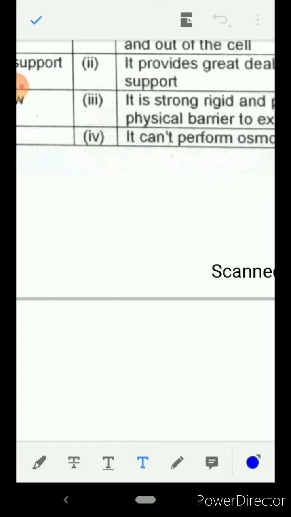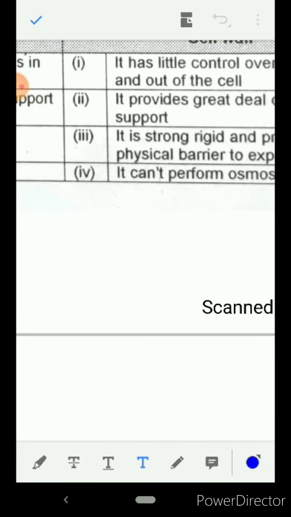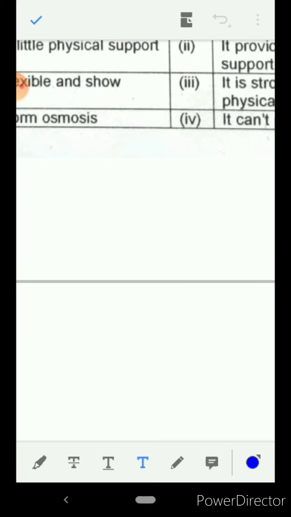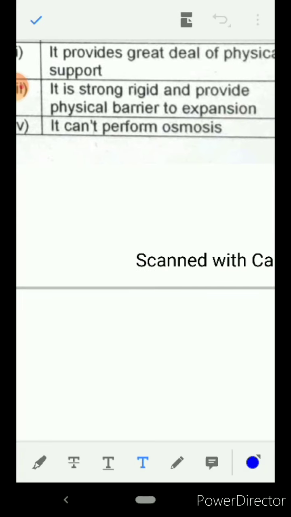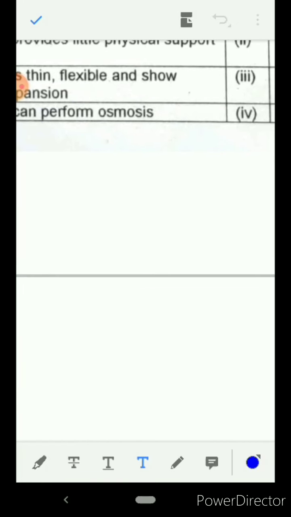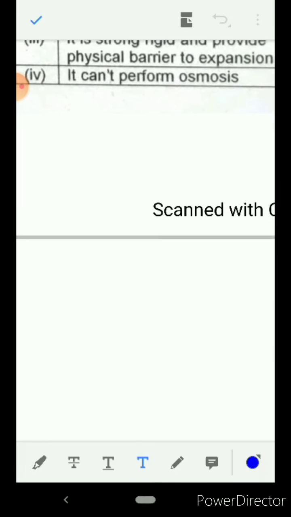Second, plasma membrane provides little physical support, whereas the cell wall provides a great deal of physical support. Third, the plasma membrane is thin and flexible, so it allows expansion, whereas the cell wall is strong, rigid and provides a physical barrier to expansion. Lastly, the plasma membrane can perform osmosis, whereas the cell wall cannot perform osmosis.